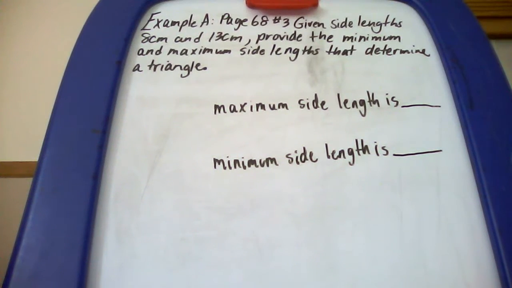Example A, page 68, number 3. Given side lengths 8 centimeters and 13 centimeters, provide the minimum and maximum side lengths that determine a triangle.